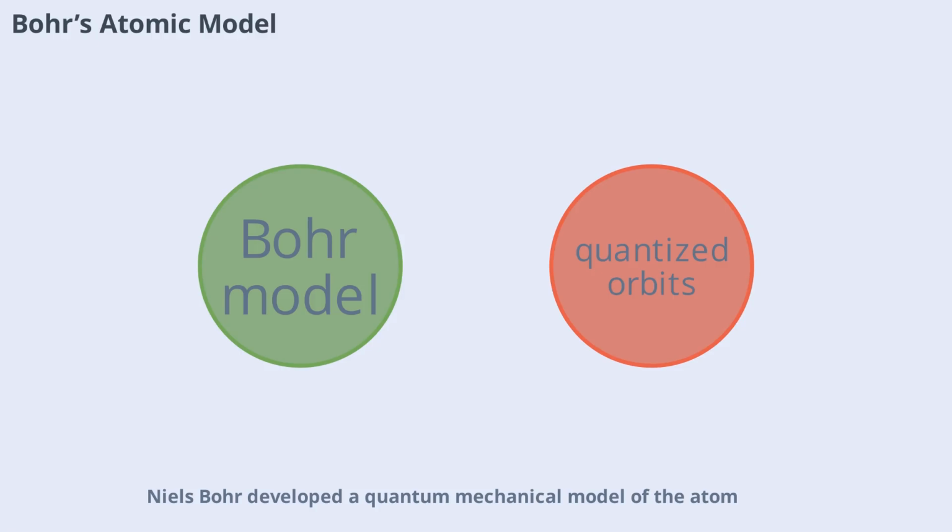Niels Bohr developed a quantum mechanical model of the atom, explaining the stability of atoms and the emission of sharp spectral lines. Bohr's model proposed that electrons revolve around the nucleus in specific orbits, and energy is absorbed or emitted when electrons jump between these orbits. The angular momentum of electrons is quantized, being an integral multiple of h/2π. This model successfully explained the spectra of hydrogen and similar species.